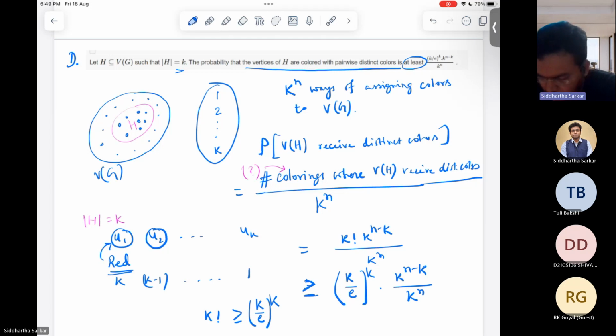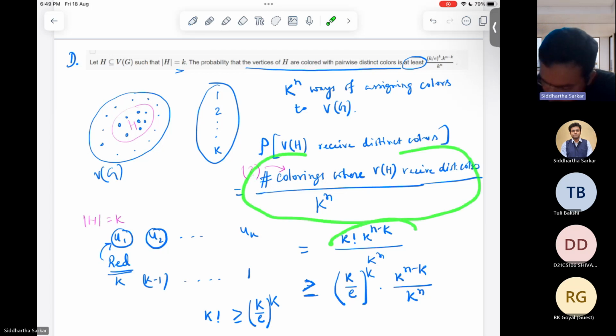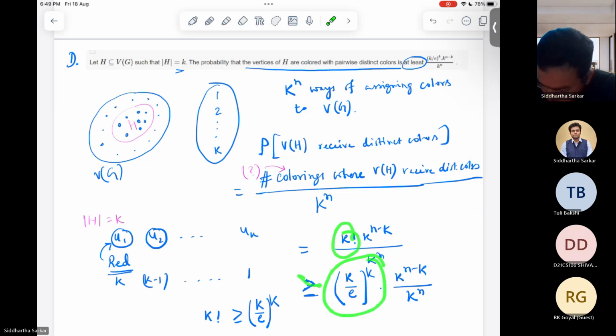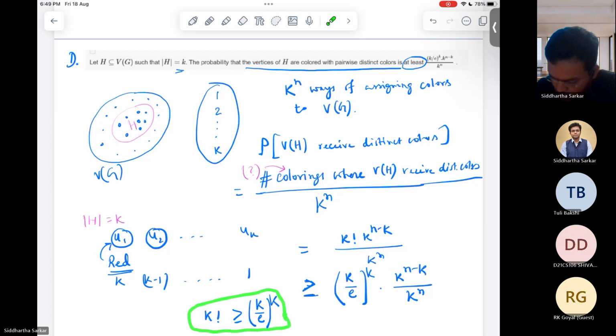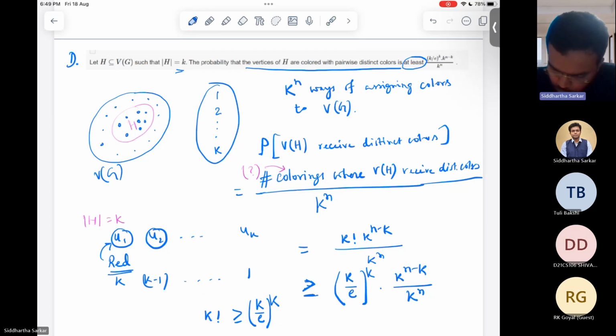So the probability that the vertices of H are colored with pairwise distinct colors, the exact probability is this, but after replacing k factorial by this, we get that the lower bound on the probability is this, right? Why this is true, I will leave up to you to verify. And if you cannot find out why this is true, then we can look at the proof of this in the next session. So I will mark this as true.